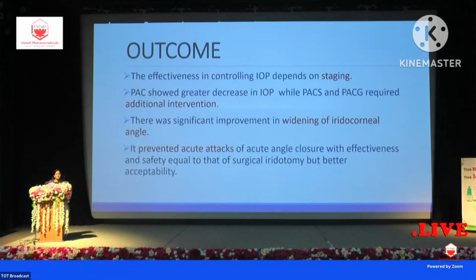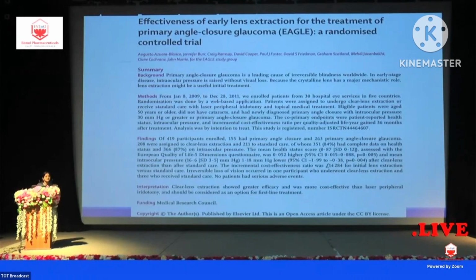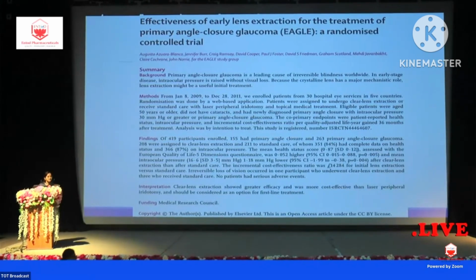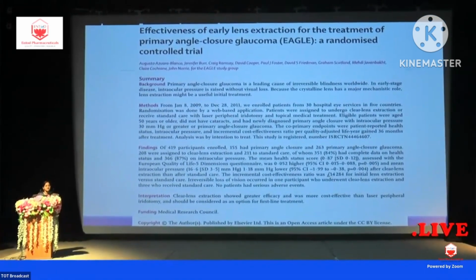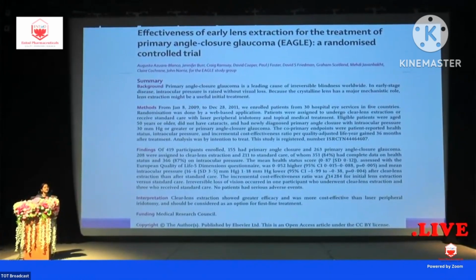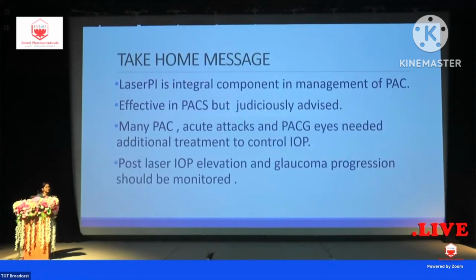The outcome depends on the staging, and some cases may require additional intervention. There is also significant improvement in the widening of the iridocorneal angle. It prevents acute attacks in angle closure. So this is the EAGLE trial, which shows that clear lens extraction is superior to laser PI, but visual effectiveness is similar in cohort study. And there is the ZAP trial, which shows a low incidence of primary angle closure in angle closure suspect patients after peripheral iridotomy. That's all. Thank you.